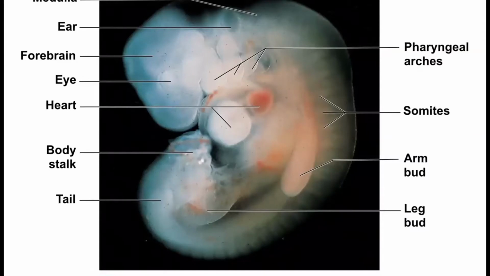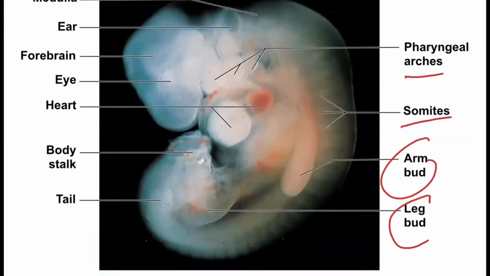This is again at week 4. You can see the development, the body size, the tail, the legs starting to form, the arms starting to form. So much for your nervous system, your central nervous system, the pharyngeal arches start to form. You can see where the ear, medulla, and forebrain are, all starting to form at week 4.